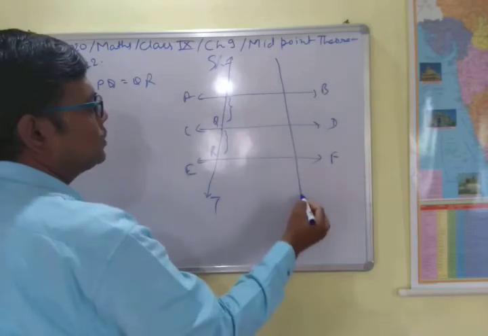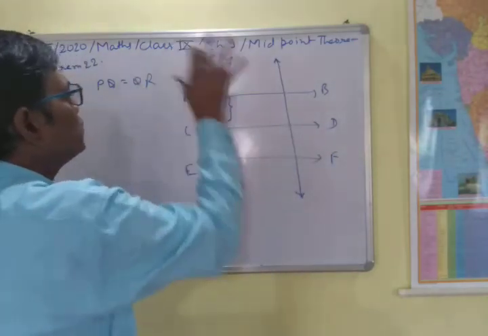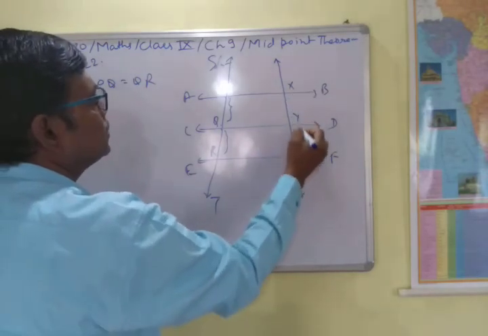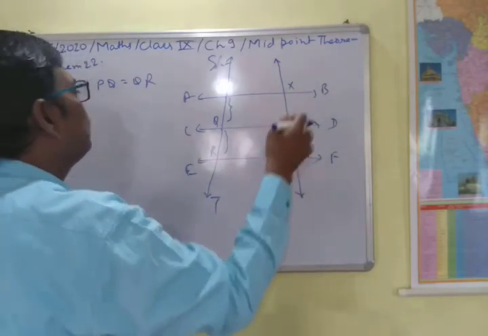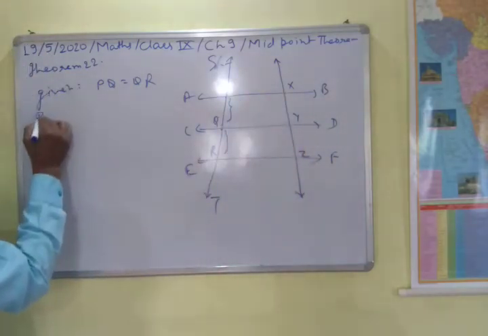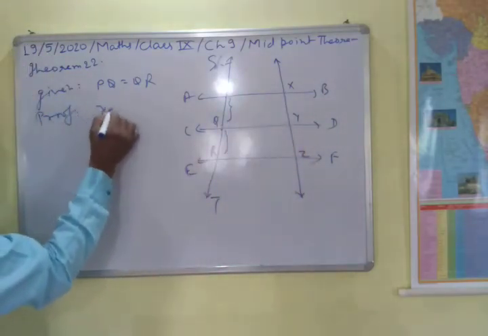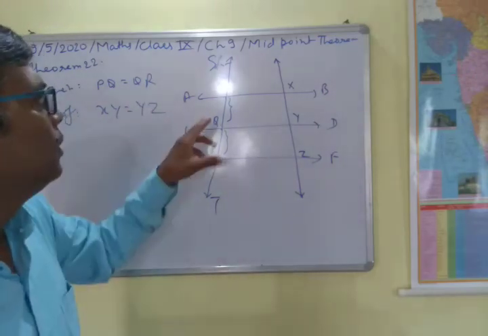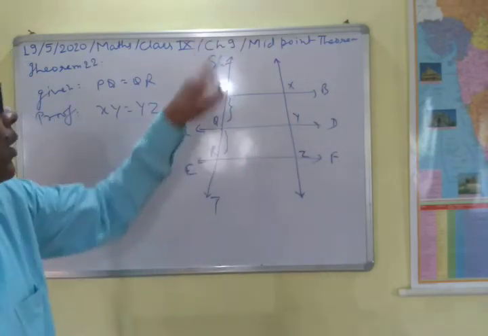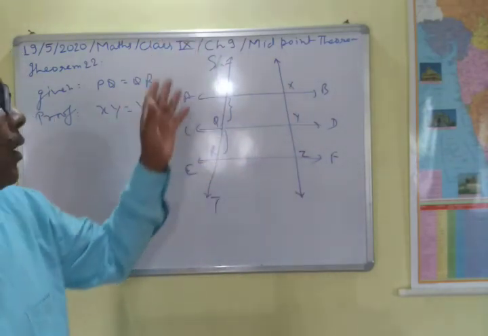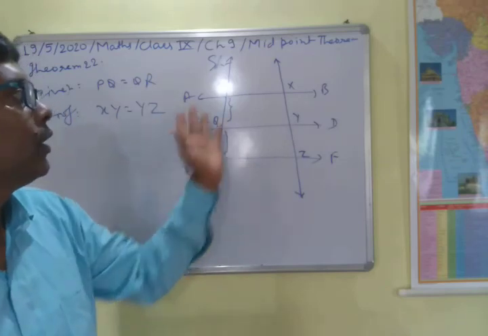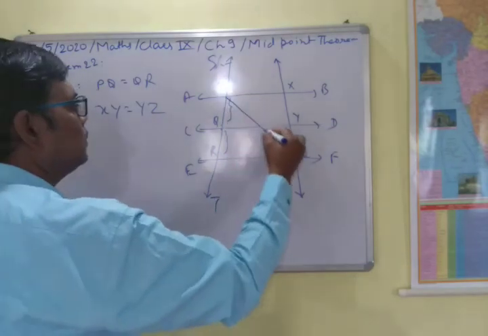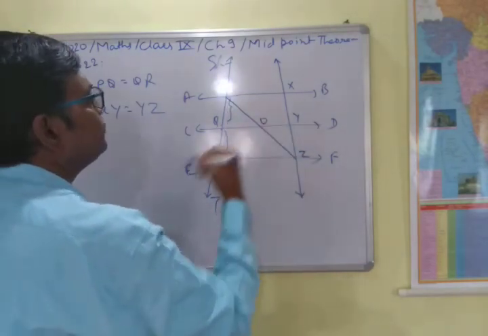Suppose you draw another transversal, with P, Q, R here and X, Y, Z here. According to this theorem, we have to prove that XY equal to YZ. So this is the theorem: if three parallel lines make equal intercepts on any transversal, then these three parallel lines will also make equal intercepts on any other transversal. And to prove this, you will join like this, and suppose this is O.